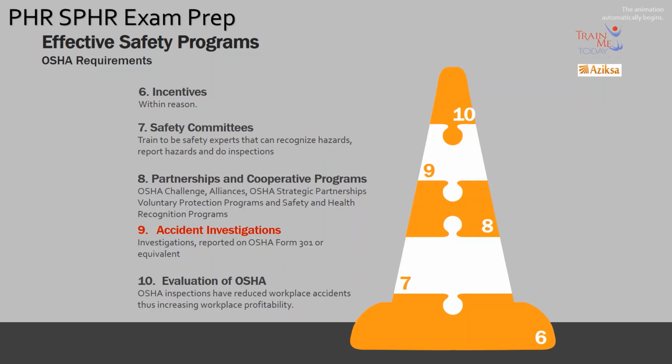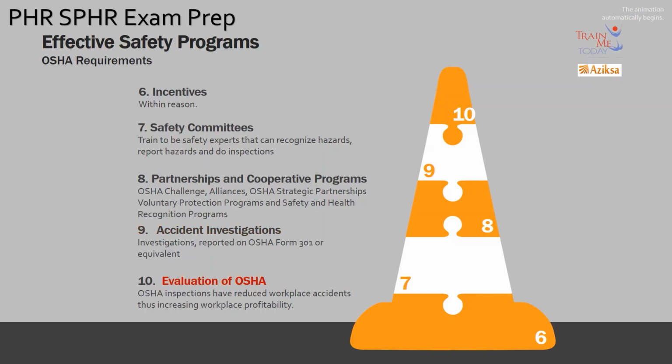OSHA Form 300 Log of Work-Related Injuries and Illnesses is a log showing each recordable accident at a work site. The 301 is actually a summary record which must be maintained for 5 years. Prior to calling it a summary record, we used to call it an executive report.